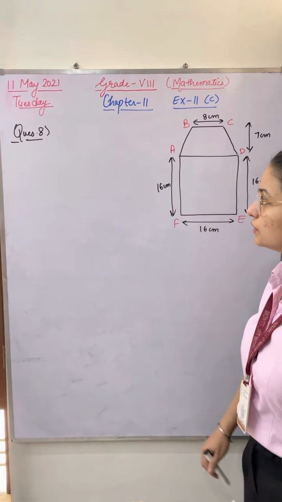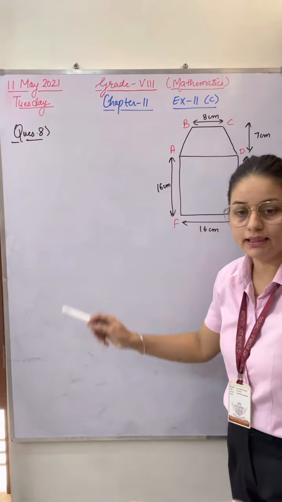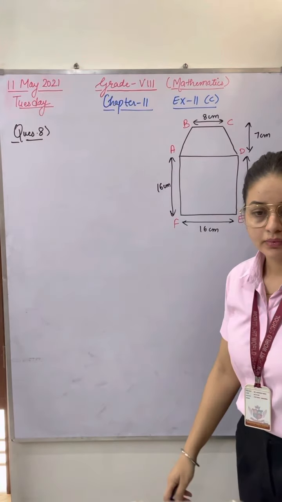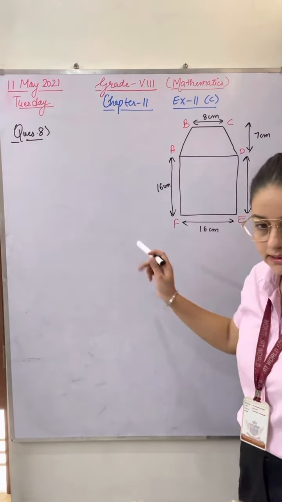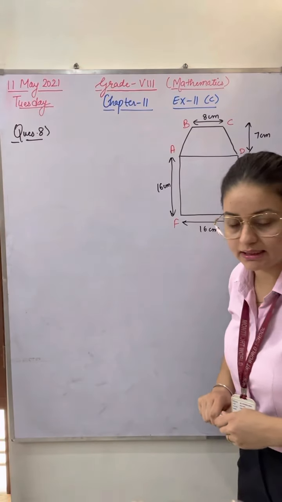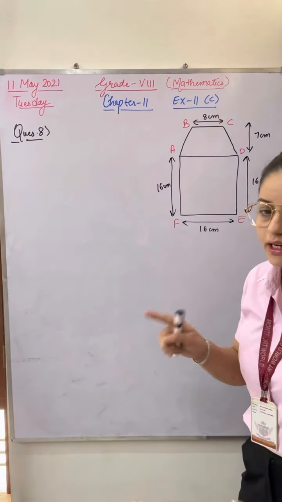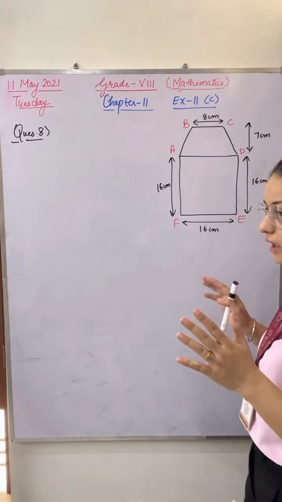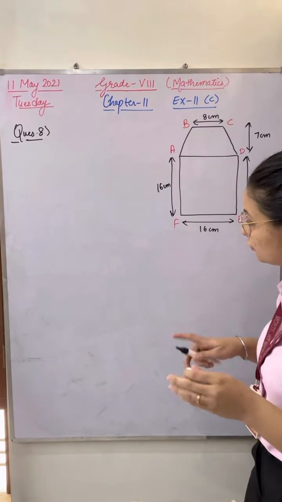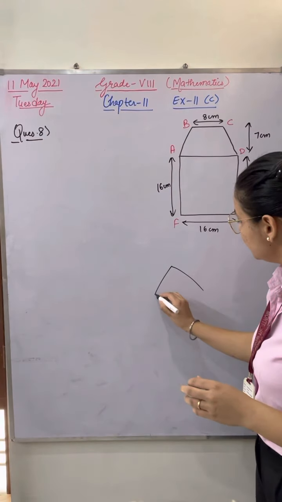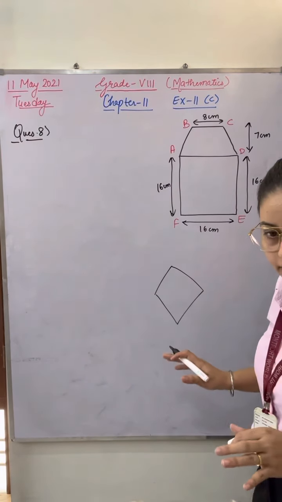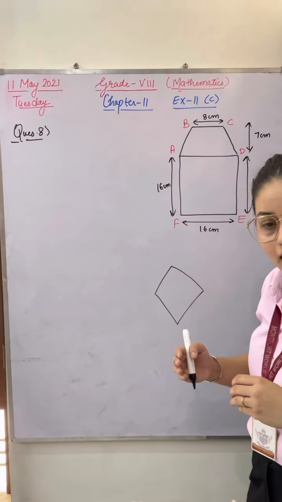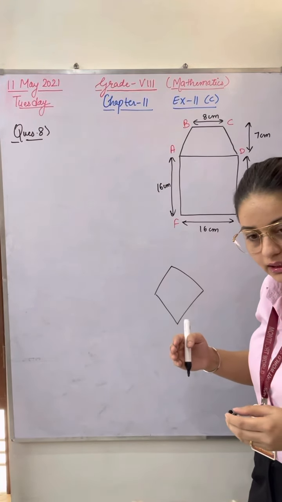Today we are going to start questions 8, 9 and 10 of exercise 11C. In this exercise, on that day we discussed how you take out the area of a quadrilateral or a polygon. A quadrilateral is a four-sided shape, any shape which is four-sided. Maybe a trapezium, rhombus, parallelogram, square, rectangle.